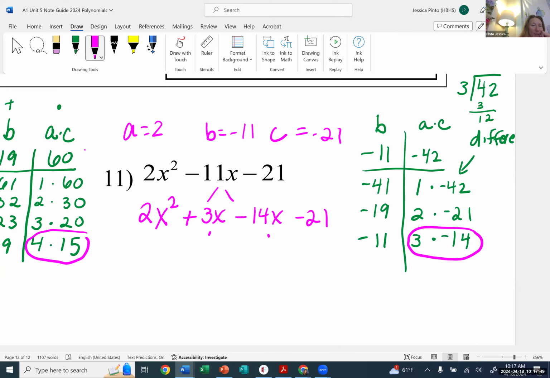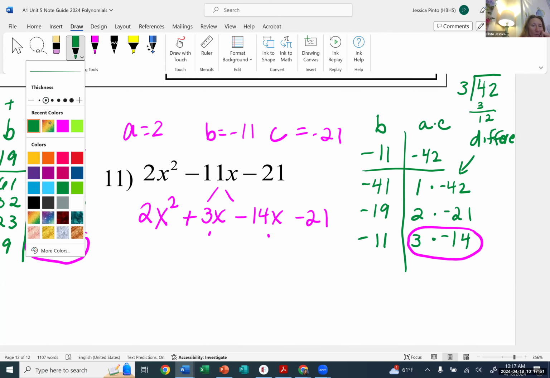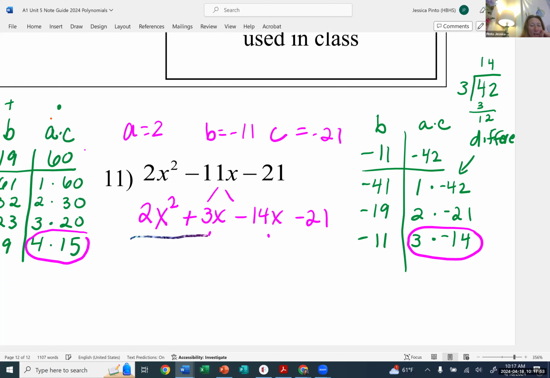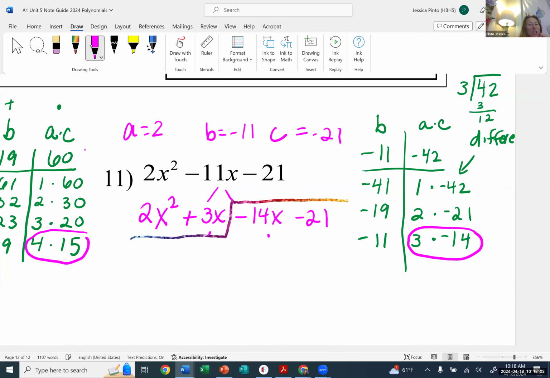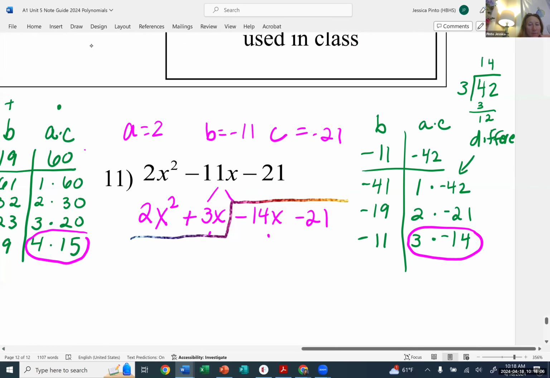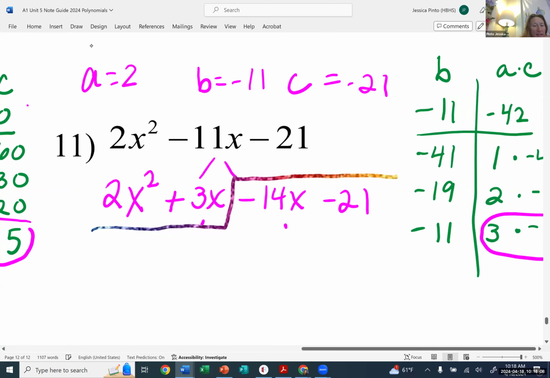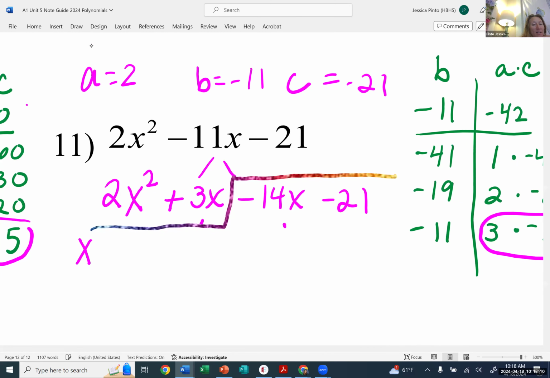At this point, we're going to count them out. 1, 2, up, 3, 4. We're going to take out the GCF. With 2x squared plus 3x, there's no number common, but there's an x. So we take out the x only. Dividing both of these gives me 2x plus, there's no x here, 3.